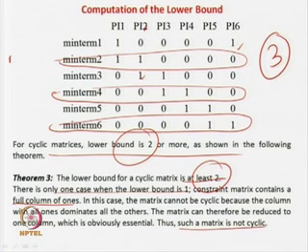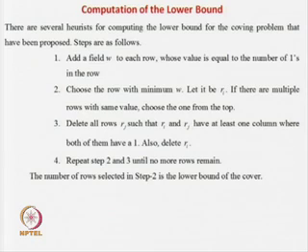So, a lower bound of 2 means 2 plus. Nobody can give a solution with less than 2; you have to add something. So, these are some of the theorems. Now we are going to see a heuristic for computing the lower bound.